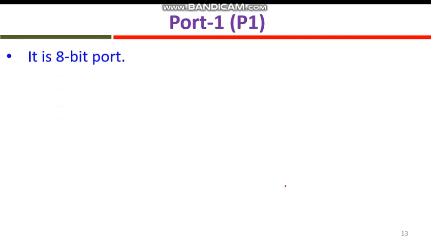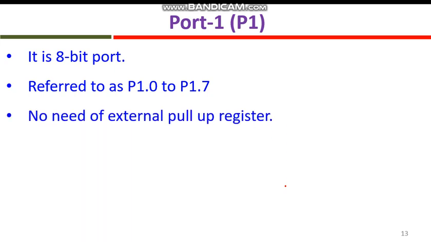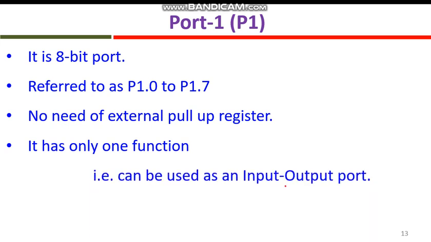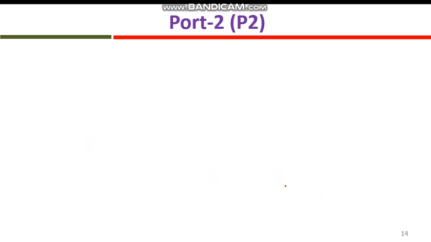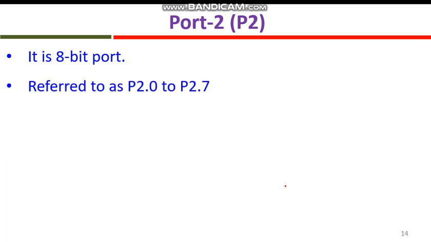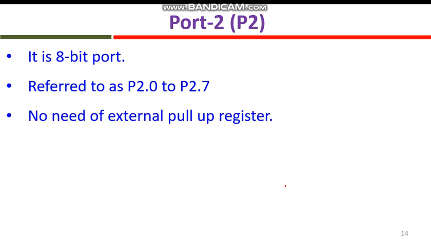Port 1 is also an 8-bit port referred to as P1.0 to P1.7. In this case, we do not require an external pull up resistor. It has only one function, that it can be used as an input or output port. Port 2, that is P2, is an 8-bit port referred to as P2.0 to P2.7. Here also no need of an external pull up resistor.